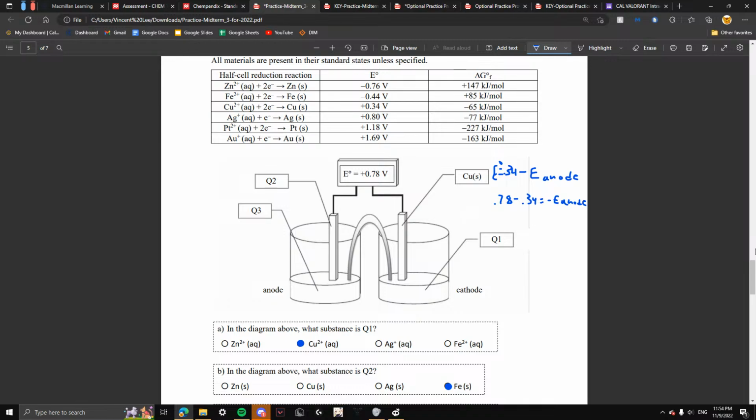So 0.78 minus 0.34 is 0.44, which is equal to negative E anode. Get rid of the negative, and it's negative 0.44 is equal to E anode. Okay. Negative 0.44 is iron. So we know Q2 is iron. And then for Q1 and Q3, it's pretty obvious that it's literally just going to be the ionized form of either one, because that's how batteries work.